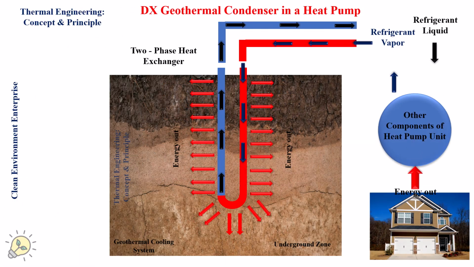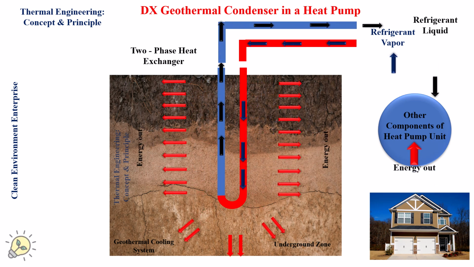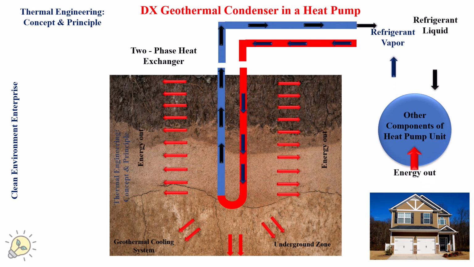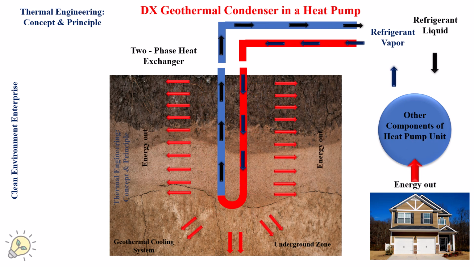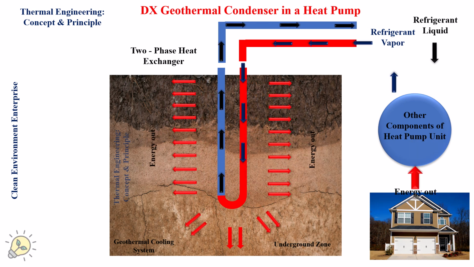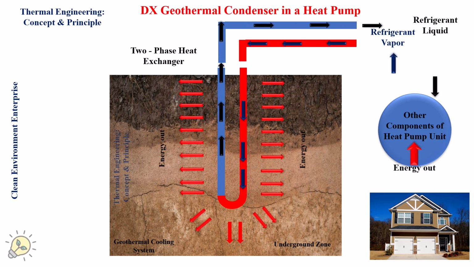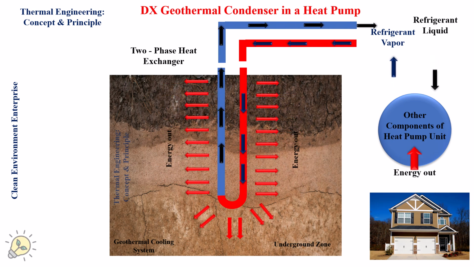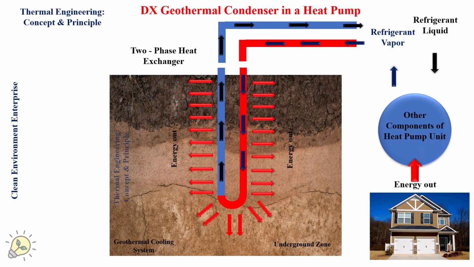Here we have the condenser, which represents the fourth main part of the heat pump itself. So we have the underground heat exchanger, the borehole, representing the condenser, and the other parts, which are the evaporator, compressor, and expansion valve, are on the other side, which is out of the ground. The ground part represents a condenser.